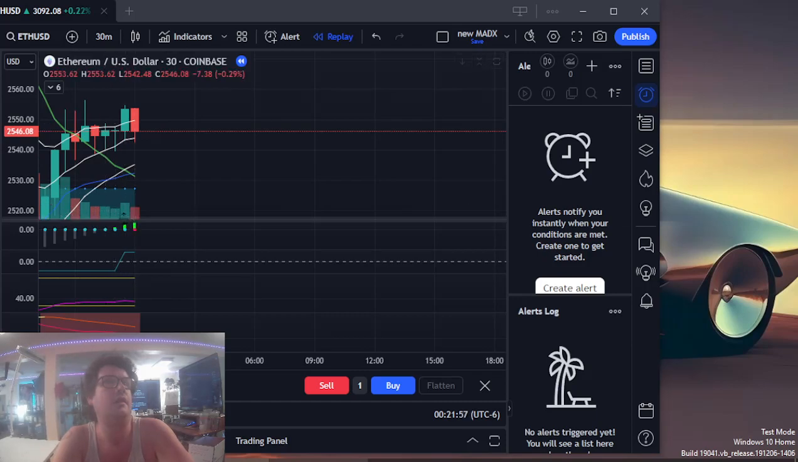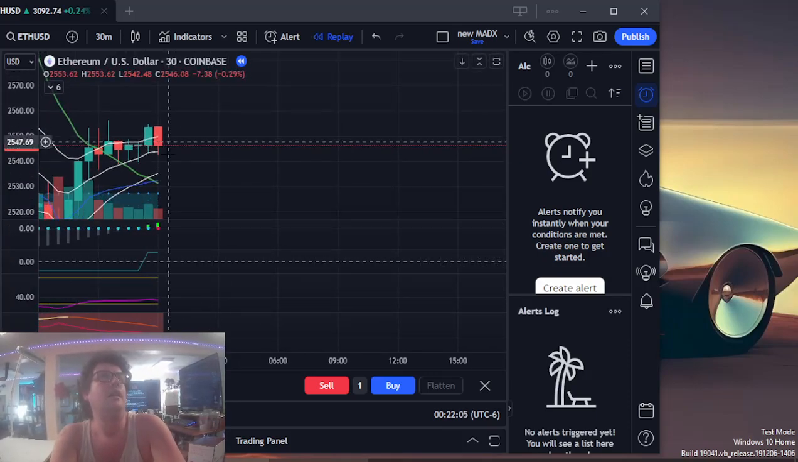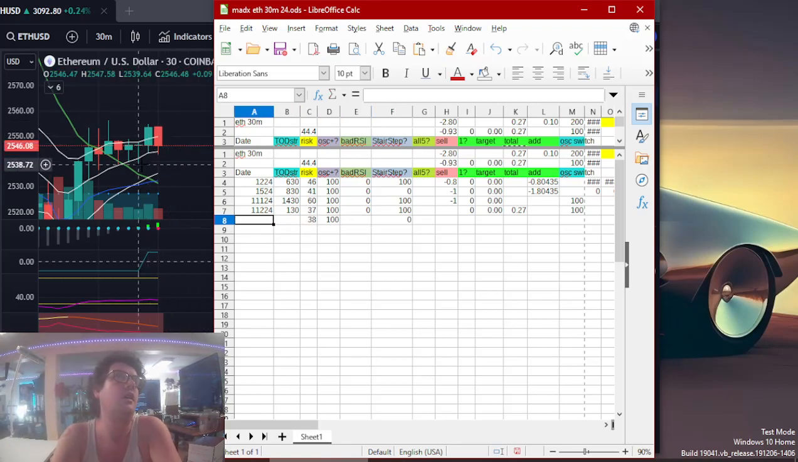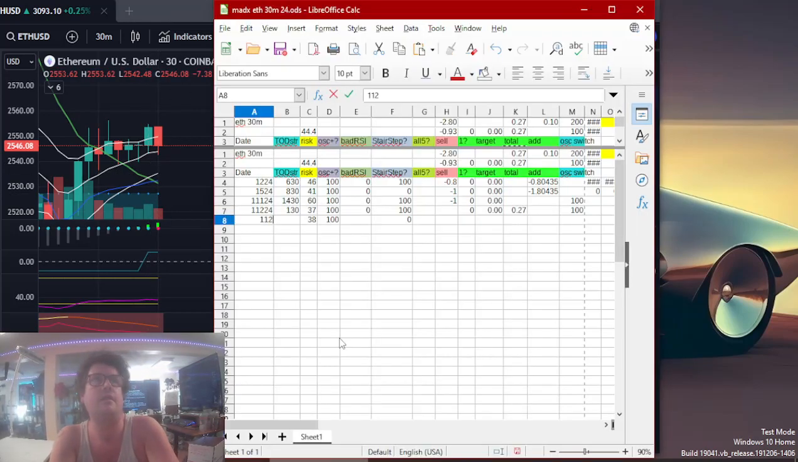1, 2, 1, 2, 3, 4. Yep, this counted. So that's 3/8. Didn't have the stair step, did have the oscillator. 1, 12, 23, 30. And that is a full loss as well. That sucks.